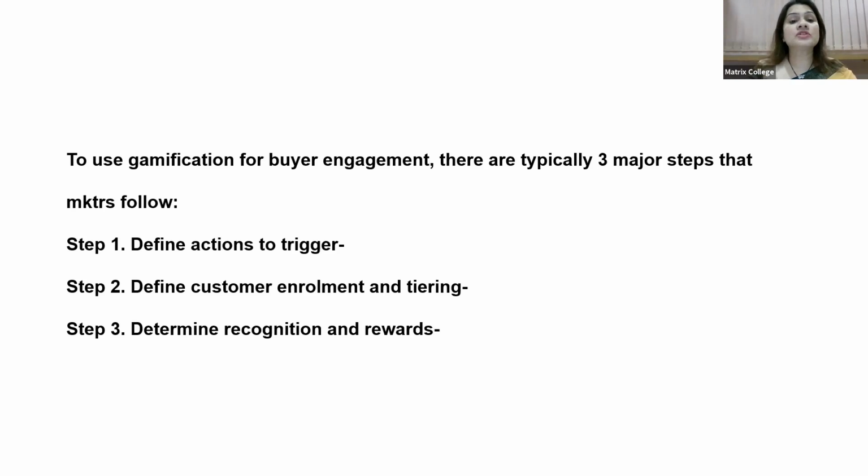The third step is to determine recognition and rewards. The next step is to assign certain privileges and rewards that clients are entitled to within the tiers. A good privilege is exclusive access, which is unavailable without enrollment in the program and is available to clients in a particular tier only.